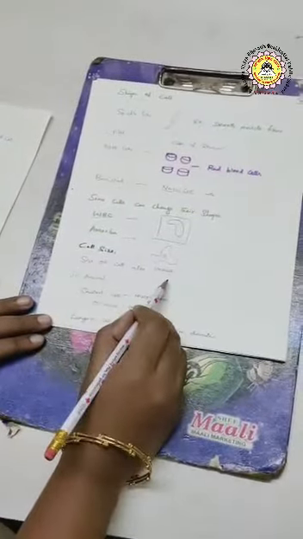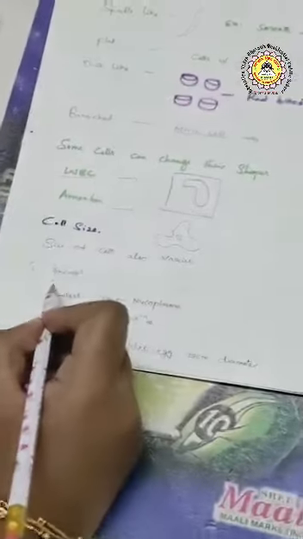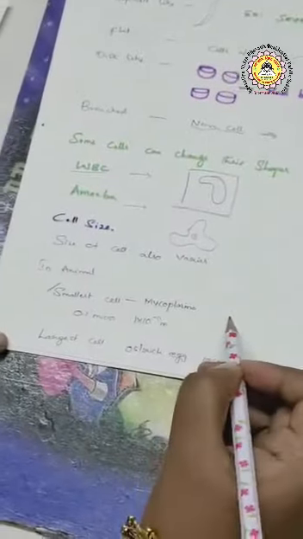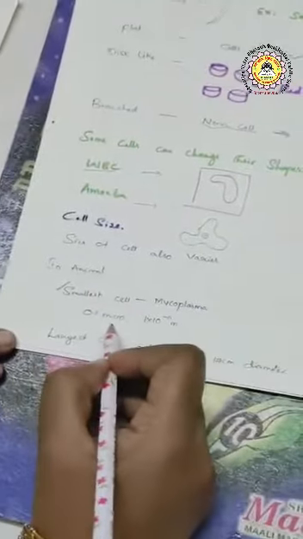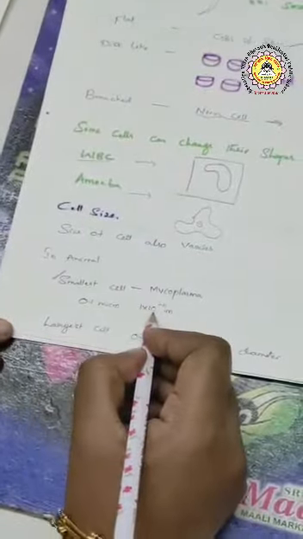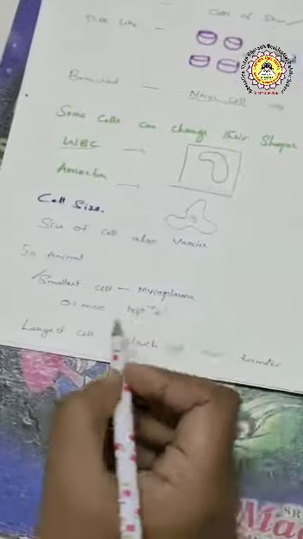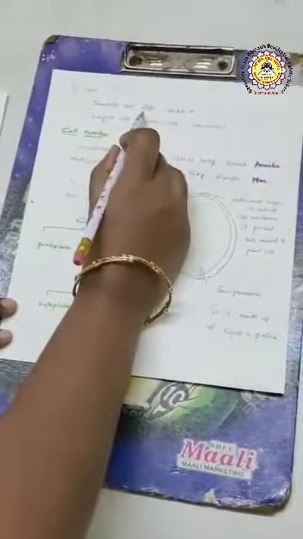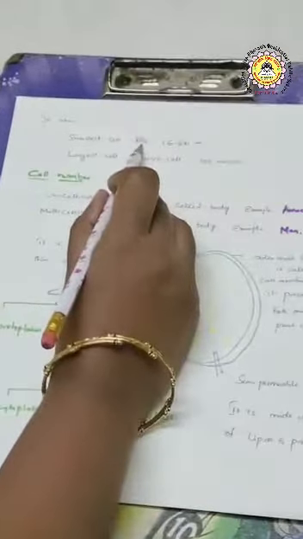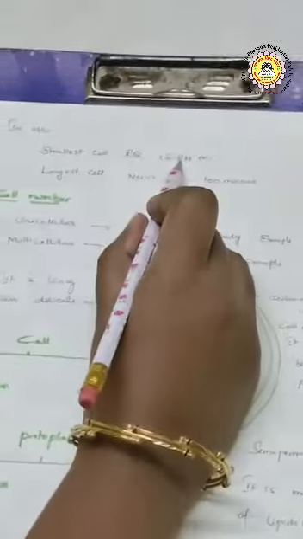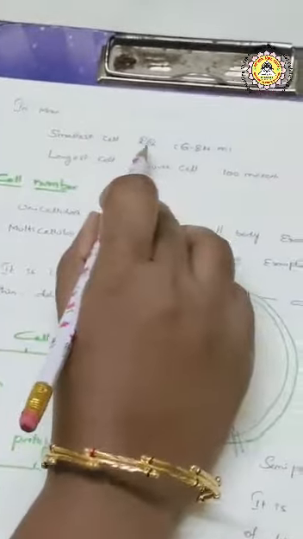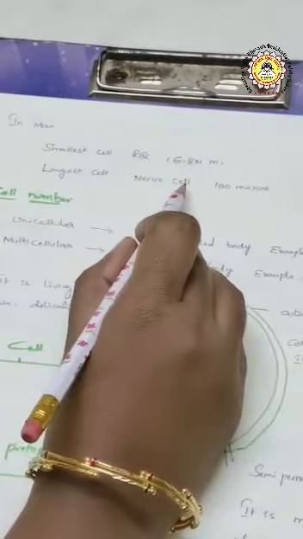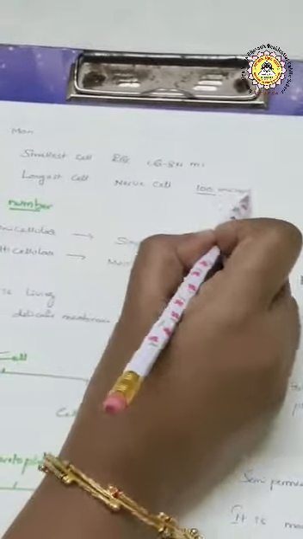The size of cells also varies. In animal cells, the smallest cell is, for example, mycoplasma, 0.1 micron. The longest cell is the ostrich egg, 17 centimeters in diameter. In man, the smallest cell is the RBC, red blood cells, 6 to 8 micrometers. The longest cell is the nerve cell.